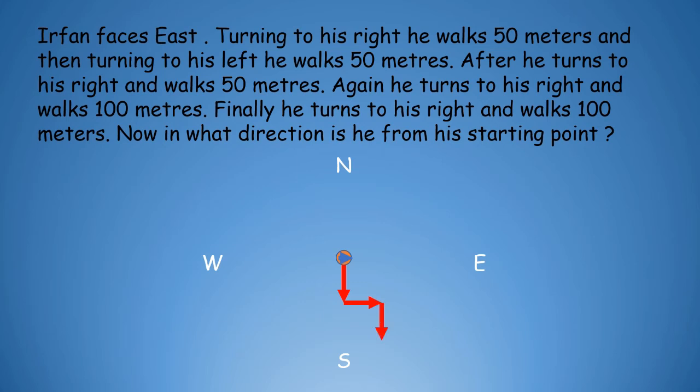After he turns to his right and walks 50 meters, his right is again south and then he walks 50 meters. He turns to his right and walks 100 meters. So his right is towards the west. So he goes west 100 meters. Finally, he turns to his right and walks 100 meters again. This time the right is towards north. So he ends up here. Finally, we have to tell in what direction he is from his starting position. Clearly you can see from the diagram that he is towards the west of his starting position. So we conclude that he is towards the west from his starting position.